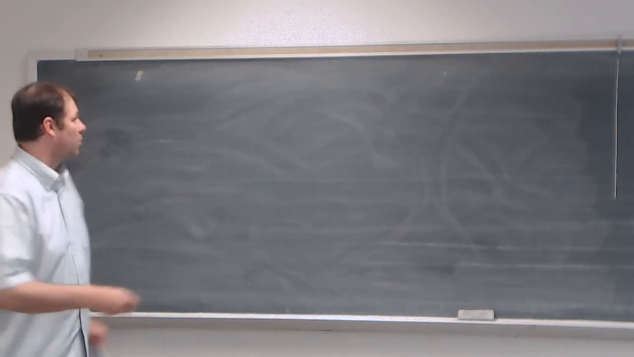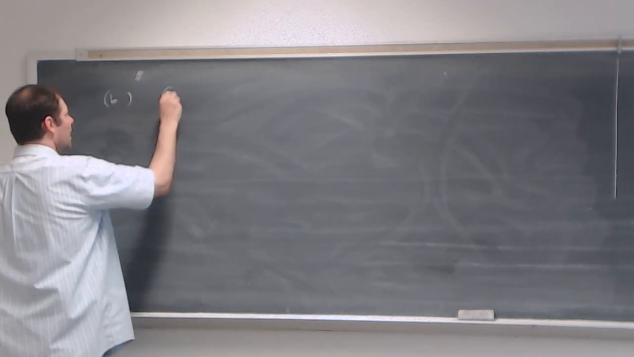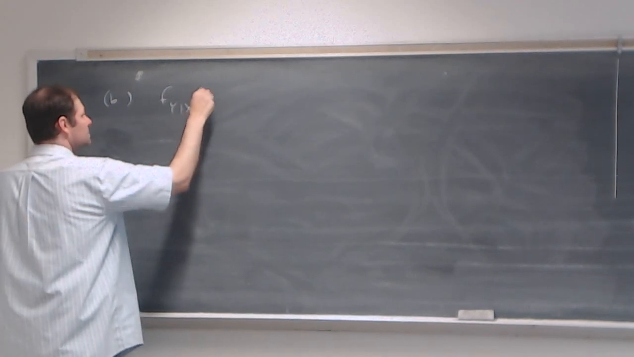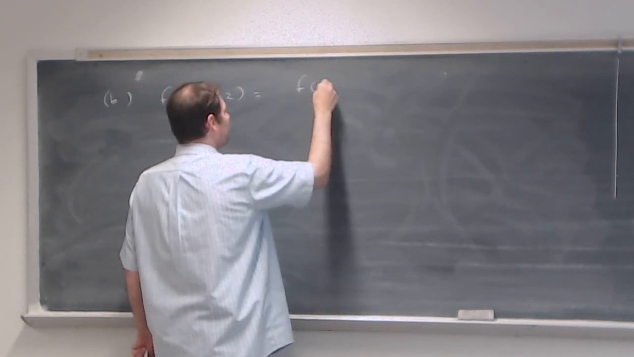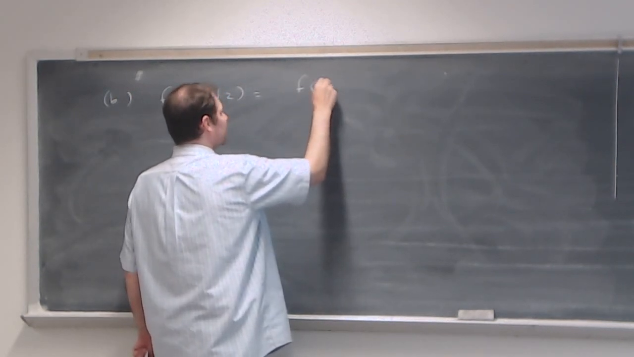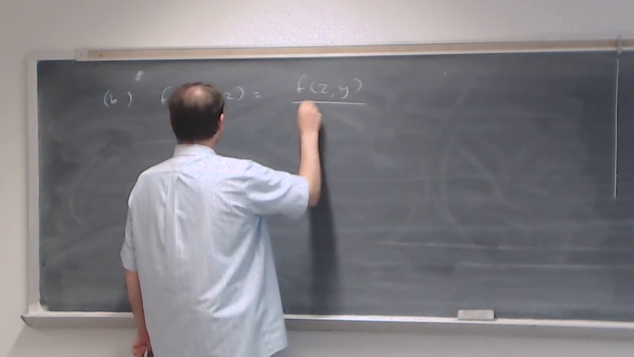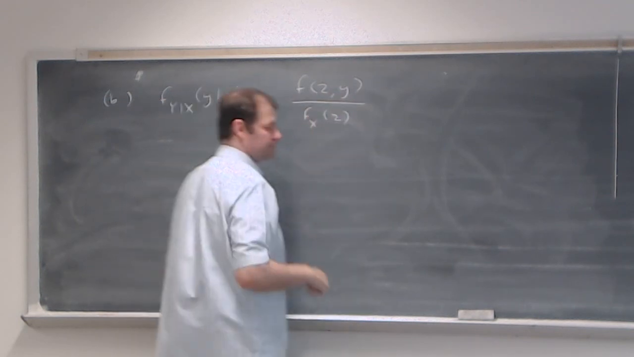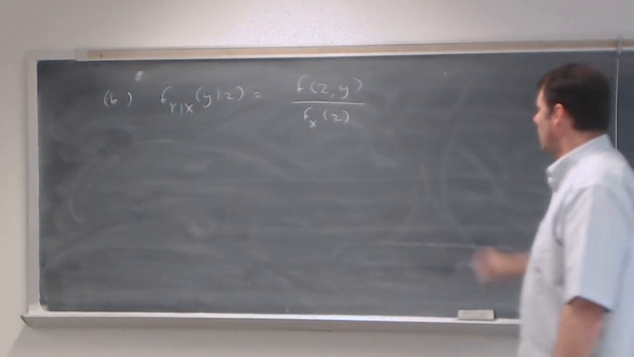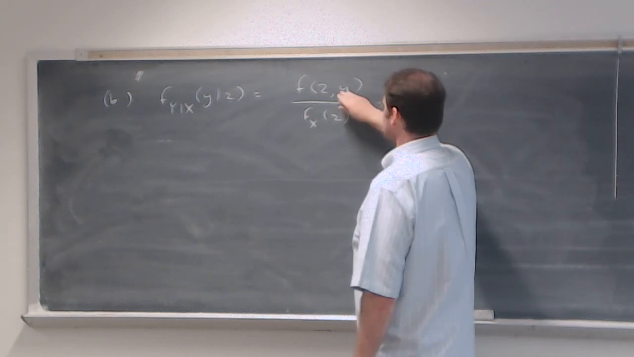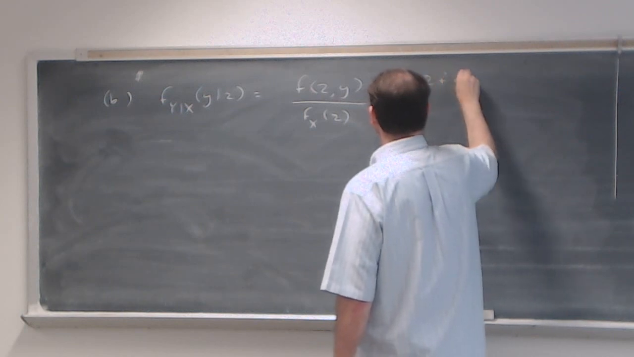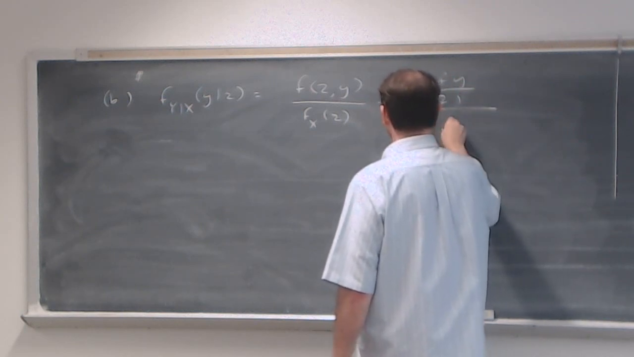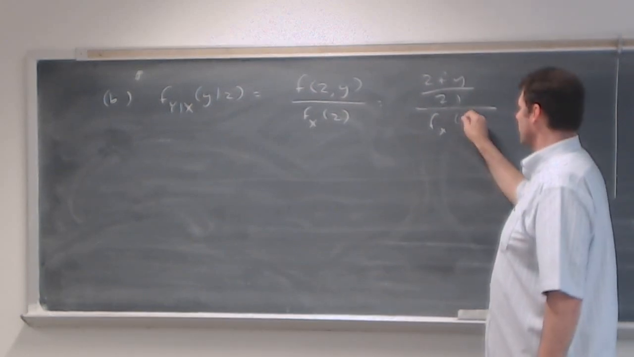So for part B, let us recall what it is we're looking for. f sub y given x of y given 2 is going to be equal to f of x comma y, but here we know x is 2, so it's 2 comma y, over f sub x of 2. That's what I've got to find. Remember, in general f of x comma y was x plus y over 21. So here it's going to be 2 plus y over 21, all divided by the probability mass function of x evaluated at 2.